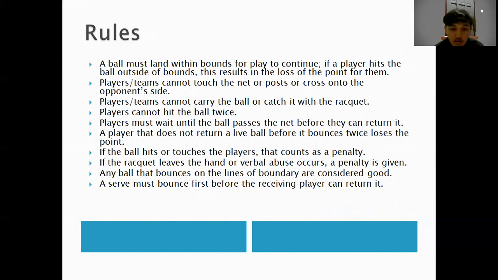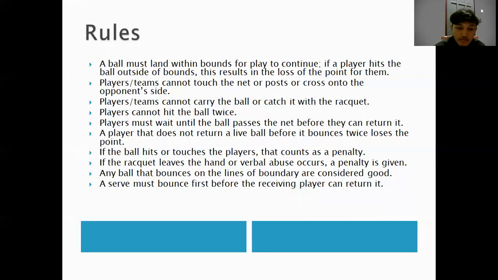Player cannot hit the ball twice. Player must wait until the ball passes the net before they can return it. A player that does not return a live ball before it bounces twice loses the point. If the ball hits or touches the player, that counts as a penalty. If the racket leaves the hand or the ball, of course, a penalty is given. Any ball that bounces on the boundary line is considered in. A serve must bounce first before the receiving player can return it.